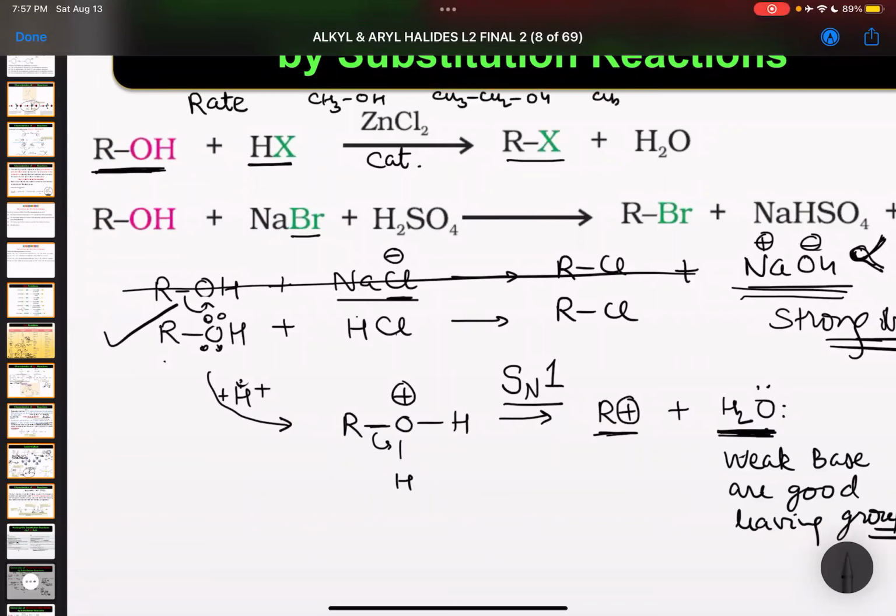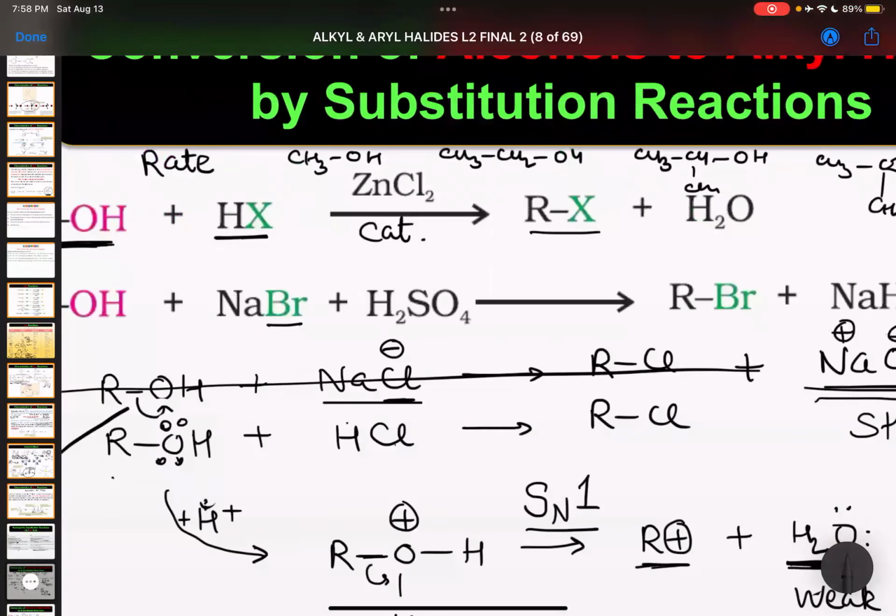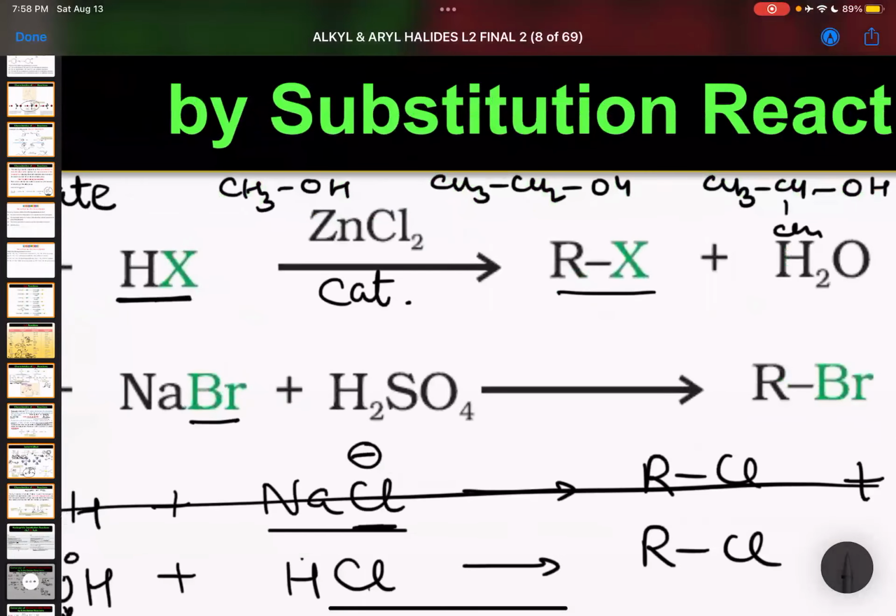Yeah, tell me. What will be the order of rate of reaction with HCl of alcohol? The fastest one is going to be the methanol or the tertiary alcohol, which is going to be the fastest.